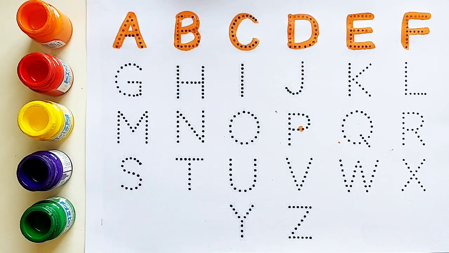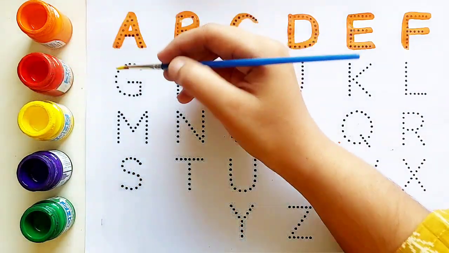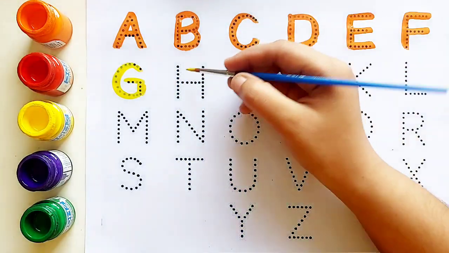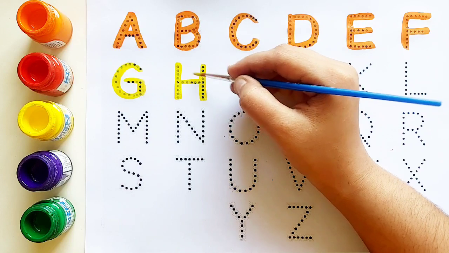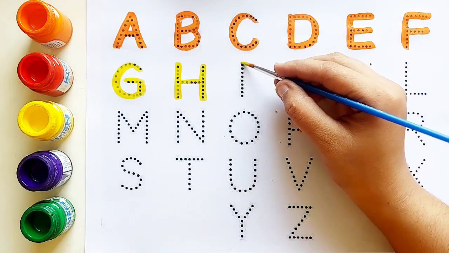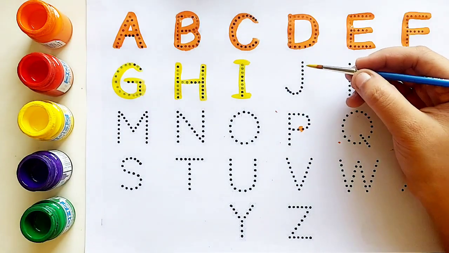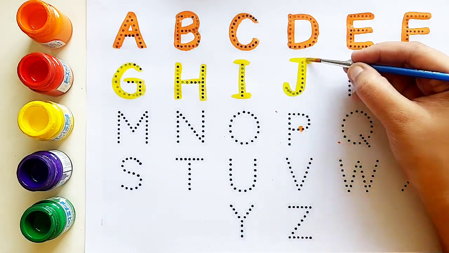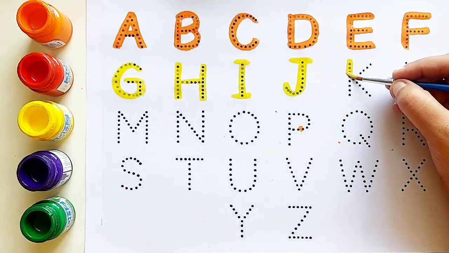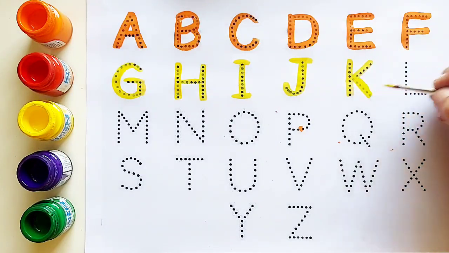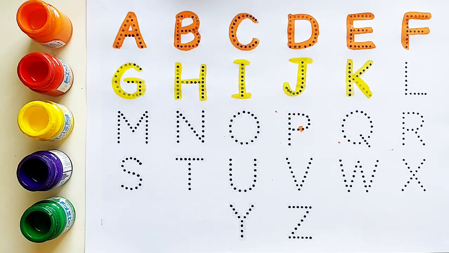F for fish. Yellow color. G, G for grapes. H, H for hen. I, I for ice cream. J, J for joker. K, K for king. L, L for lemon.